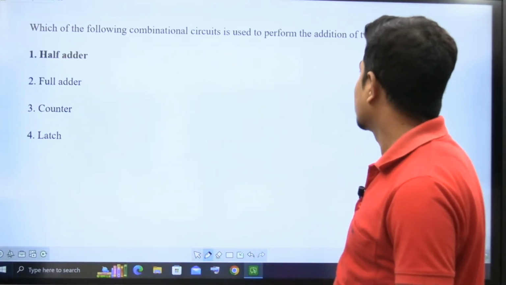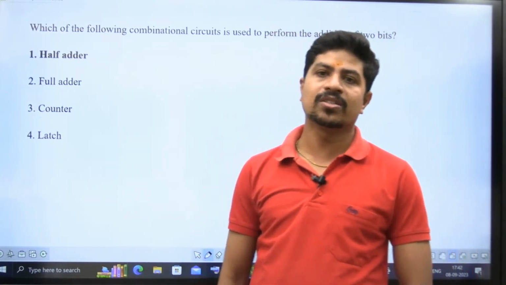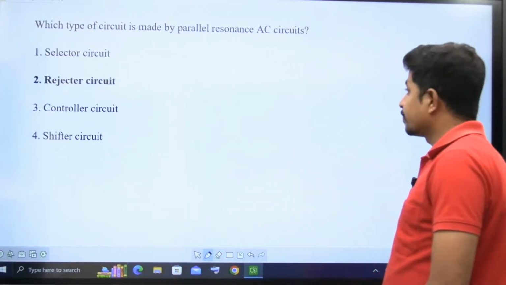Which of the following combinational circuits is used to perform the addition of 2 bits? 2 bits addition is a half adder, 3 bits addition is a full adder, right? So it is a half adder. Let's go to the next question.